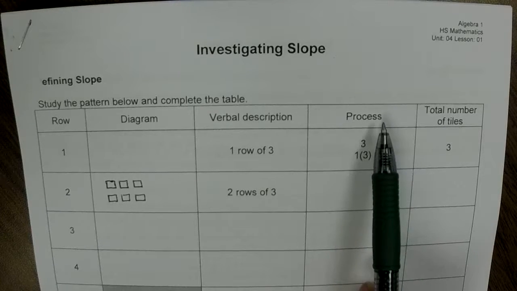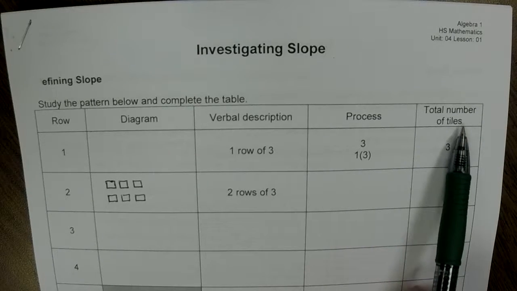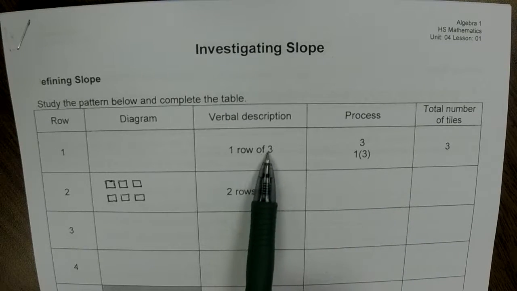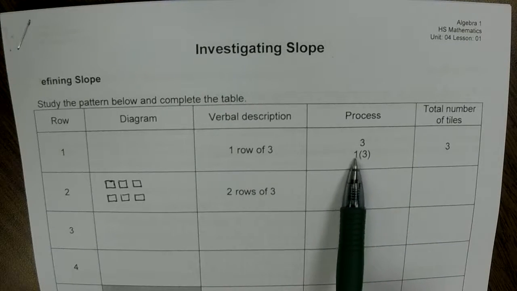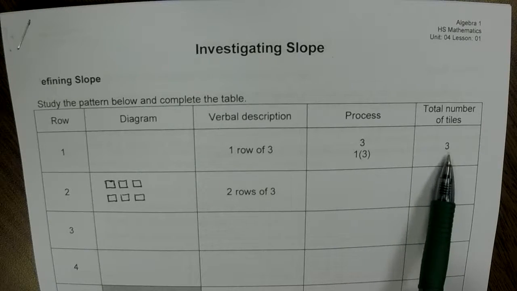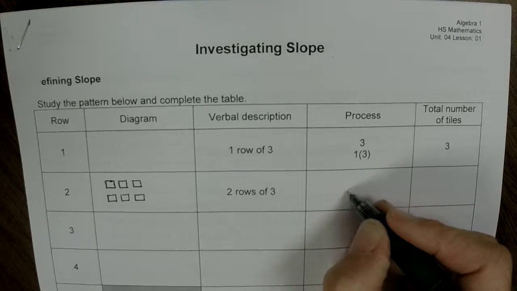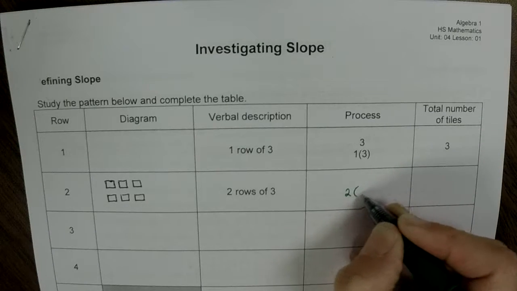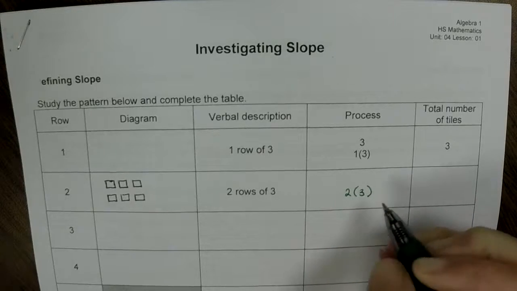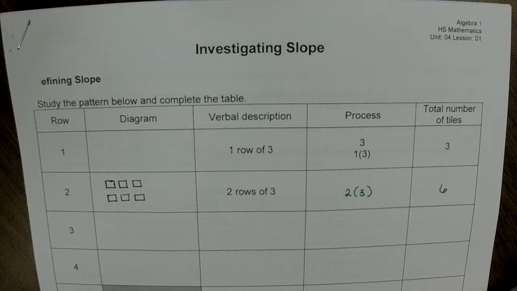Then it says, what is the process in order to find the number of tiles? If it was 1 row of 3, we said that we would do 1 times 3, and the answer would be 3. Then for this row, if it were 2 rows of 3, that means I would do 2 times 3, and the total number of tiles would be 6.